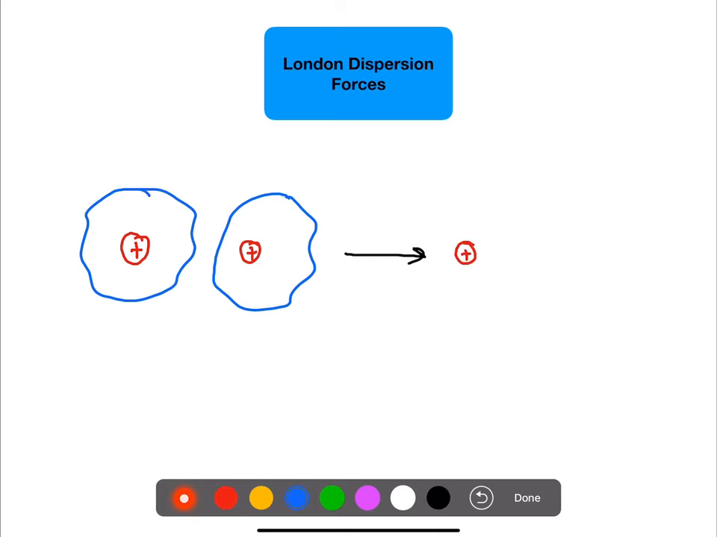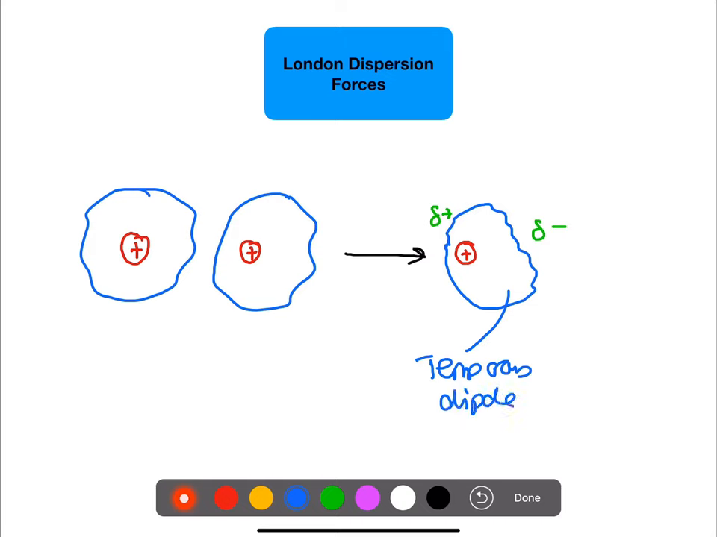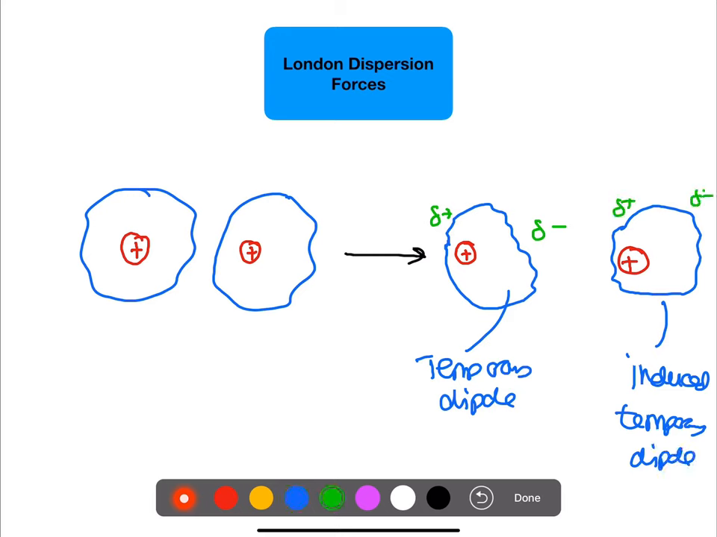If the cloud of electrons on one molecule moves to one side of that molecule, then we end up with one side of the molecule being slightly positive and one being slightly negative. This is our temporary dipole. The neighbouring molecule will react to this, and we'll have an induced temporary dipole. It will also have a slightly positive and slightly negative side. The slightly negative side of one molecule will be attracted to the slightly positive side of the neighbouring molecule. This is what we would call a London dispersion force.